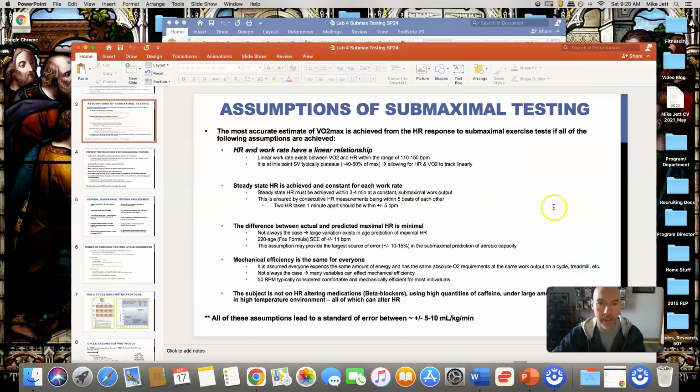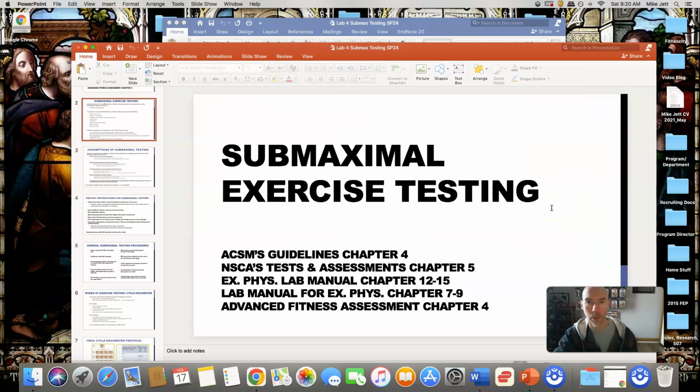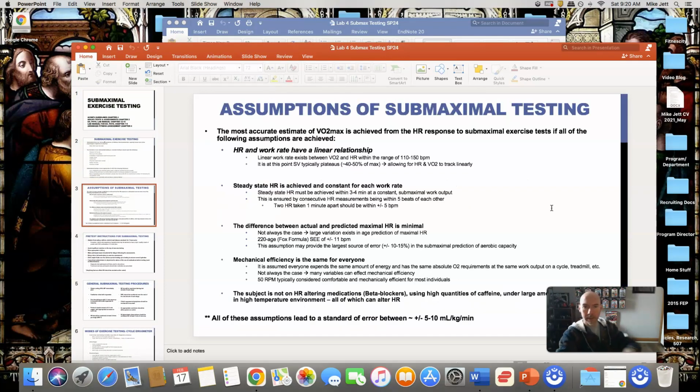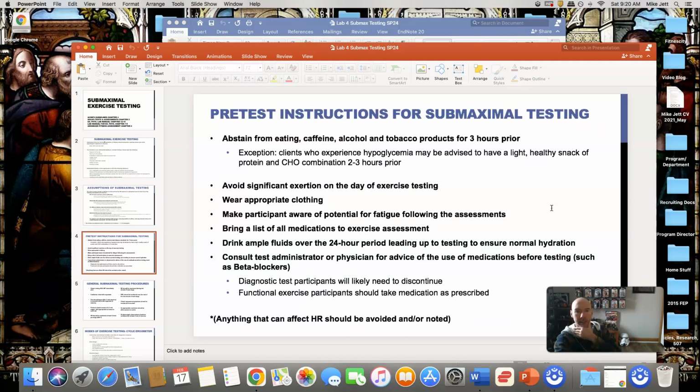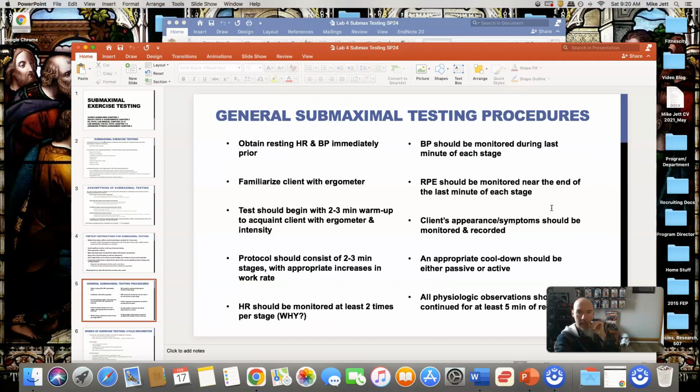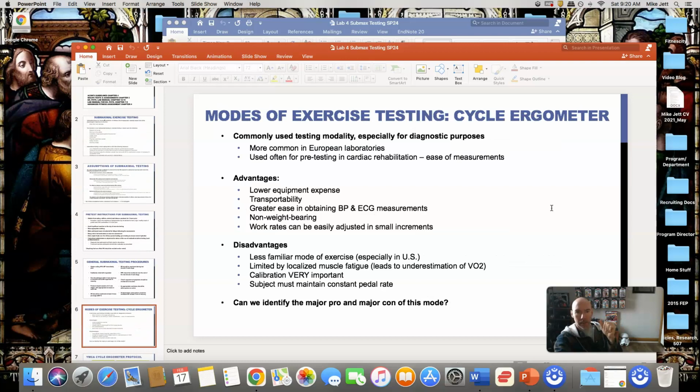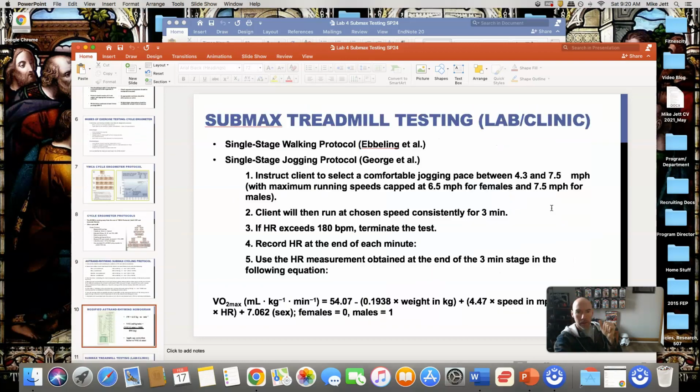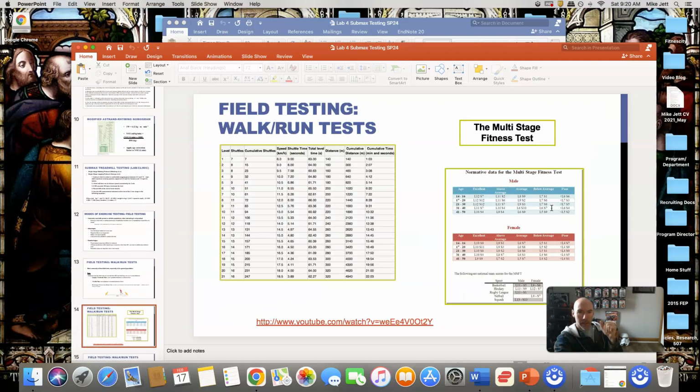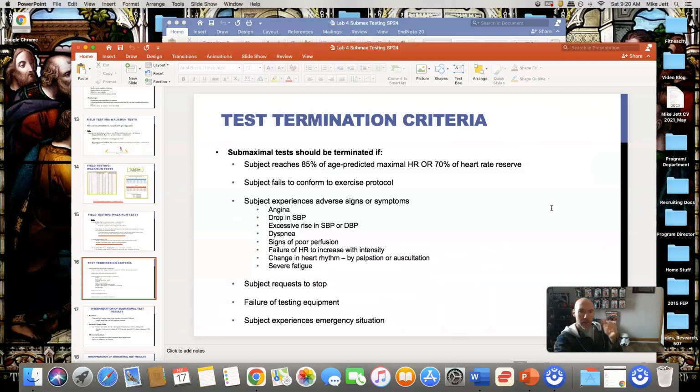I have 1 minute left in my timer here, so let me just scroll through the slides. Did we miss anything important? We covered this. We covered this. Pre-test instructions, we covered that as well. Basically covered that. And then these last slides are talking about the different protocols, test termination criteria, not only the cutoff for the heart rate, but some signs or symptoms as well.